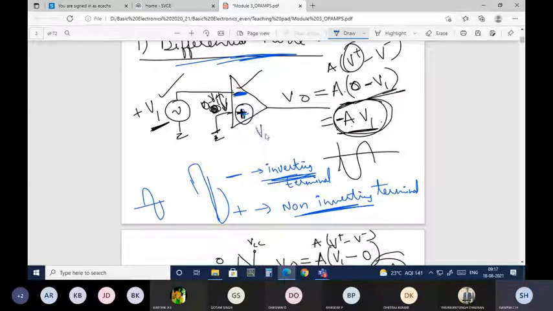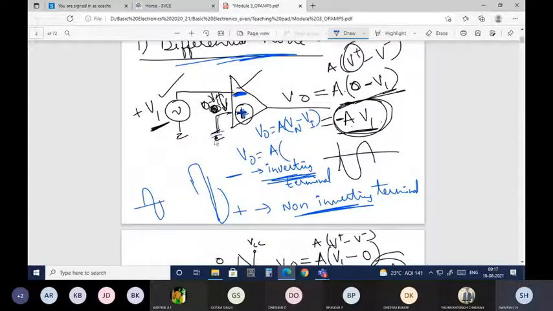So generally, how will you calculate V0? Let me consider first I am giving the input to the inverting terminal. So V0 will be equal to A times of Vn minus Vi. Vn is nothing but the non-inverting terminal voltage, minus Vi. Vi is nothing but the inverting terminal voltage. So V0 will be equal to A times of Vn.